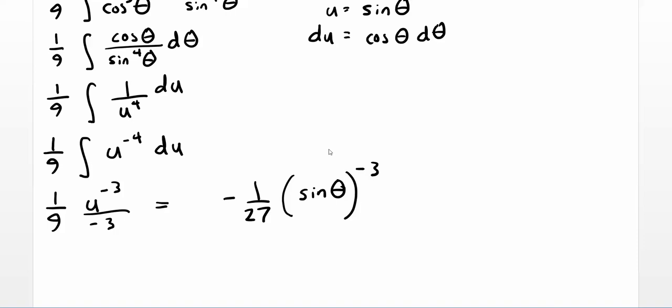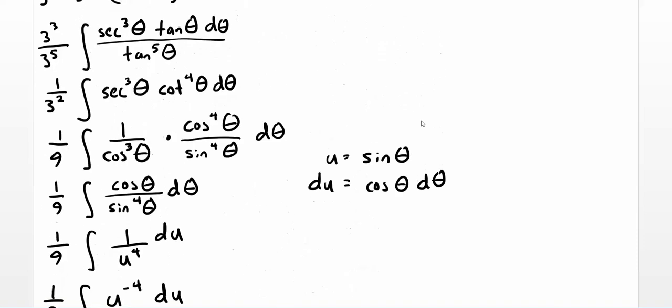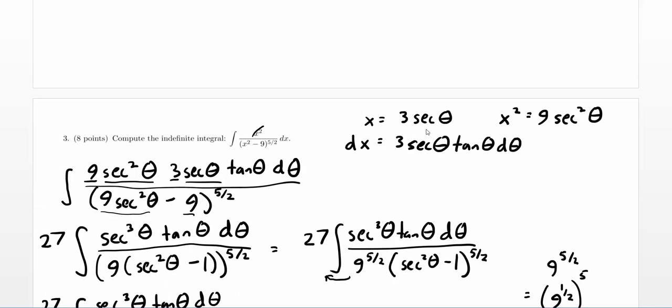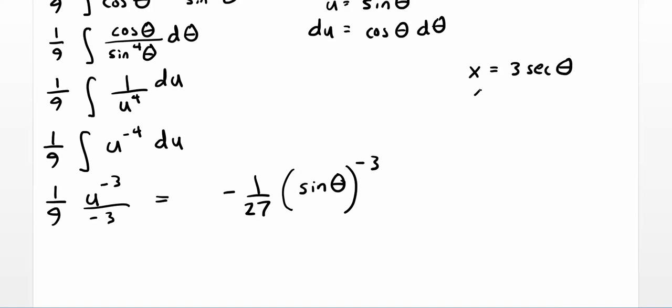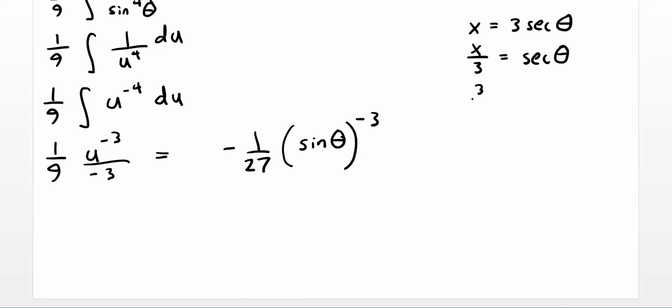But this is still a problem because we started this integral with x, so we need to end with x. Let's go back up to our substitution. x equals 3 secant theta. Well, this means, of course, x over 3 equals secant theta, which of course means 3 over x equals cosine theta, because secant is 1 over cosine, or just the reciprocal of cosine. So if secant theta is x over 3, then cosine theta is 3 over x.